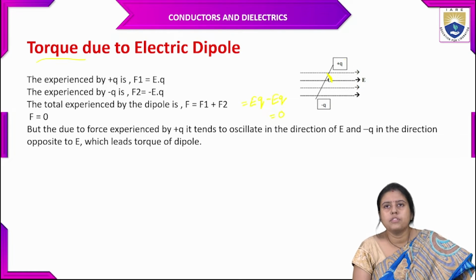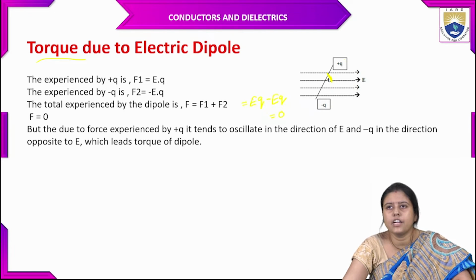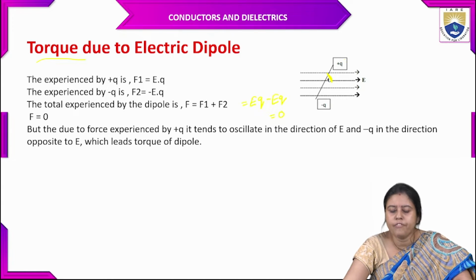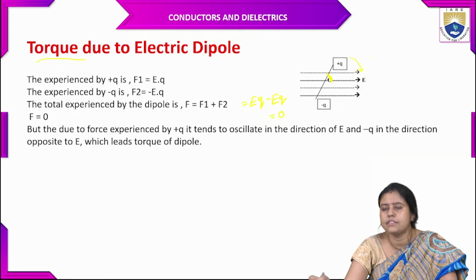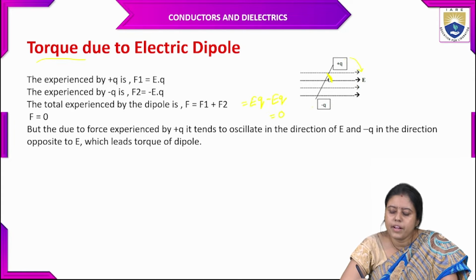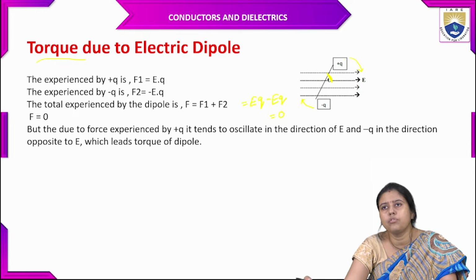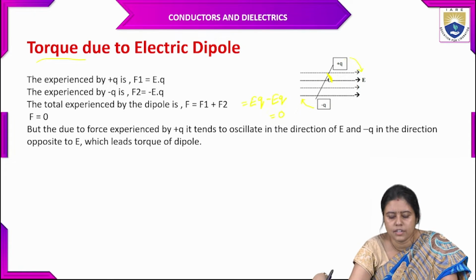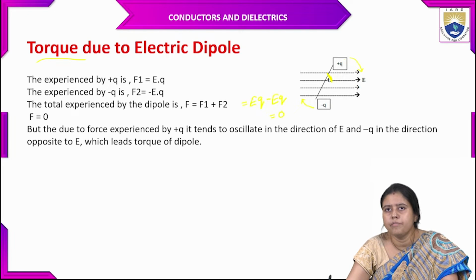But the force experienced by the plus Q tends to accelerate it in the direction of E, and minus Q in the opposite direction of E. So the plus Q will tend to align itself in such a direction that it will experience some oscillatory force. Similarly, minus Q also tends to align itself, and it will also feel some oscillation, and as a result it will feel some force.